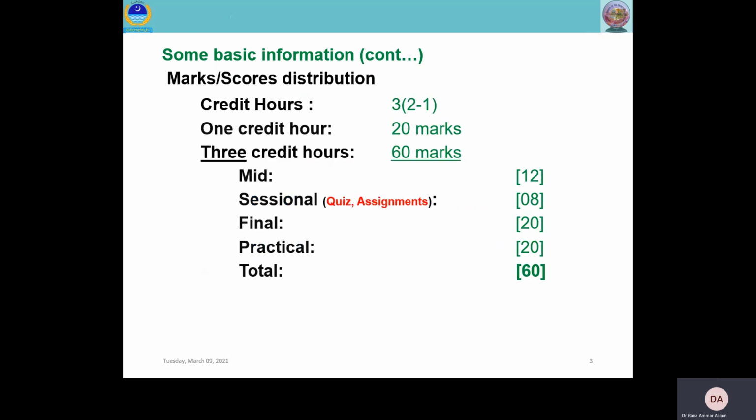So this is the marks distribution. I have divided the total 60 marks into 4 segments. 12 marks will be covered in the mid part, and there will be sessional marks that will include 4 quizzes and 4 assignments. 2 quizzes and 2 assignments will be conducted before mid, and the rest of the quizzes and assignments after the exam. I have allocated 8 marks for these quizzes and assignments. The rest of the marks are divided equally among final and practical marks.